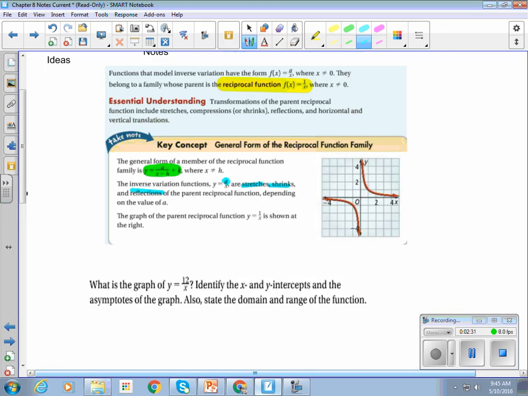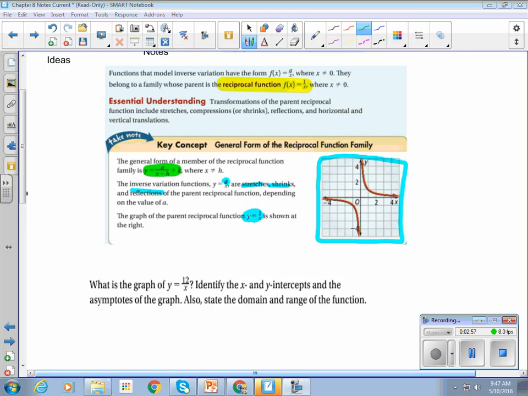This is the graph of the parent function. Notice that x equals 0 is our vertical asymptote. Why can't x equal 0? Since we can't have 0 in the denominator, that makes this line right here, x equals 0, our vertical asymptote. Your line gets really close to it, but doesn't quite touch it.